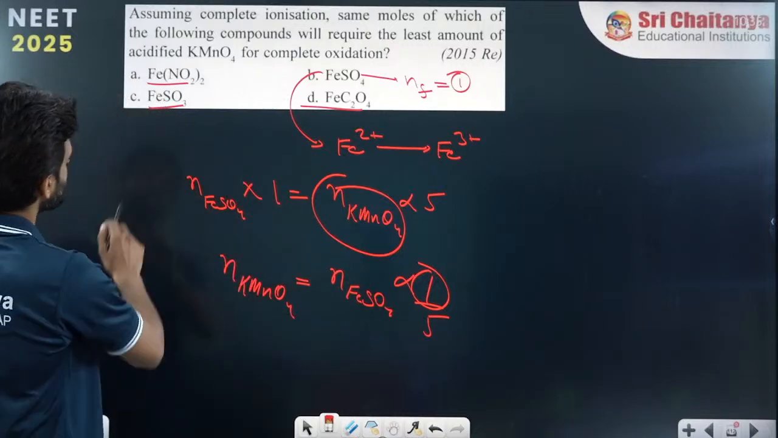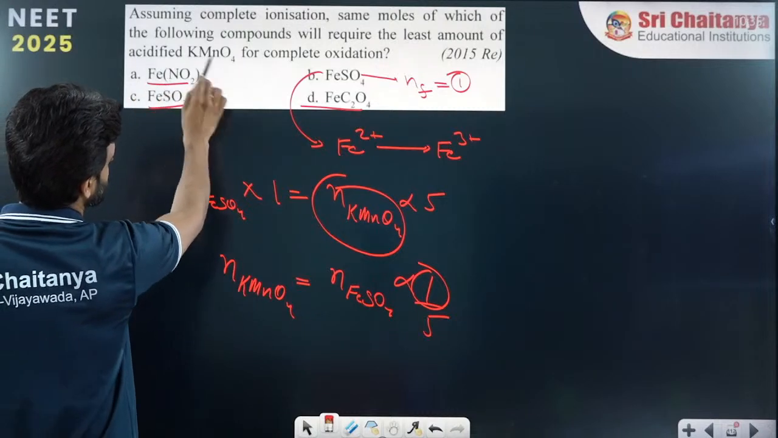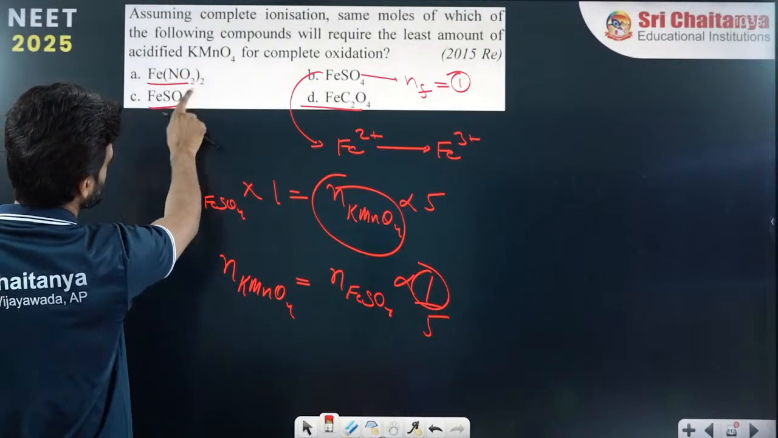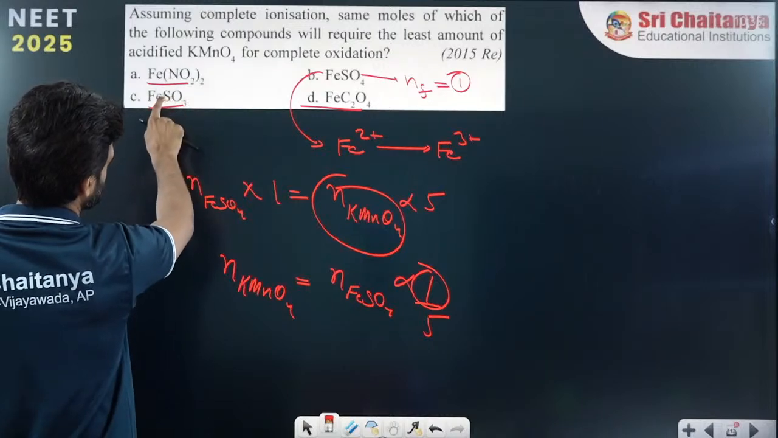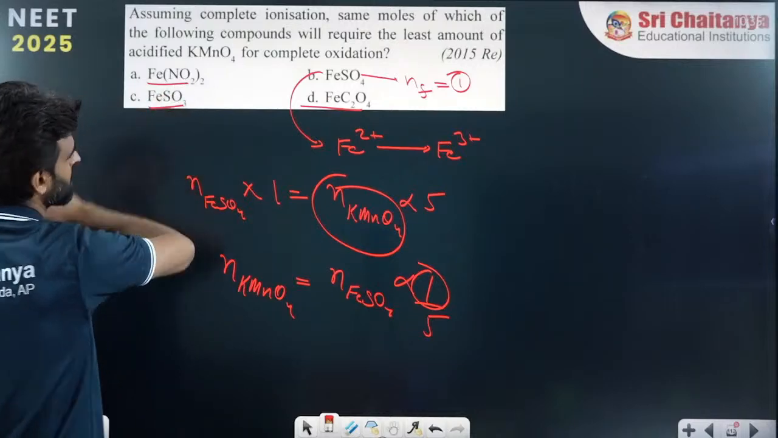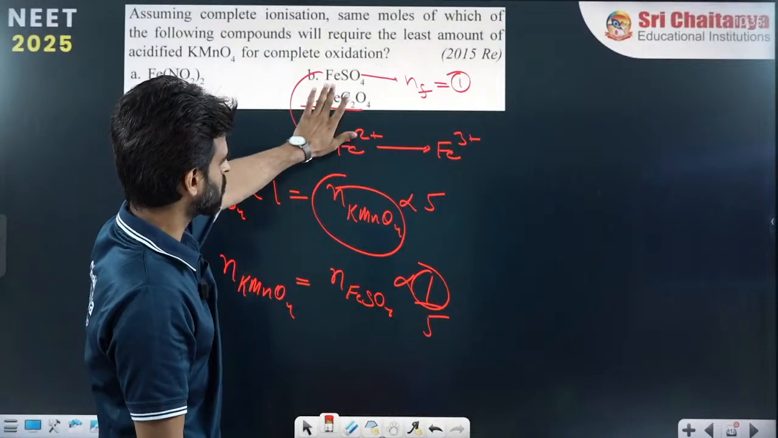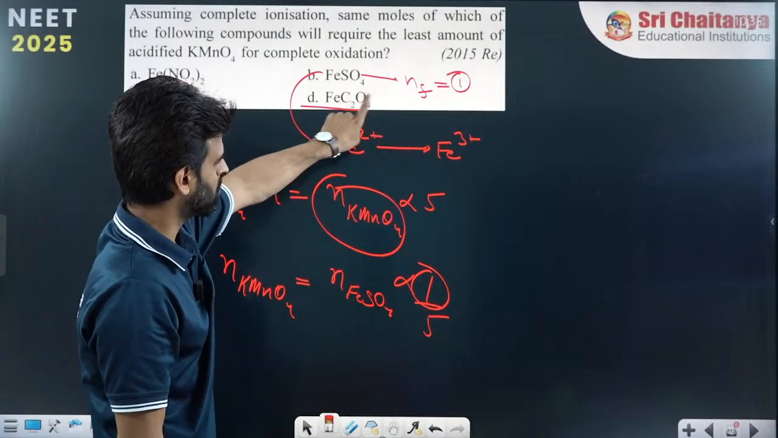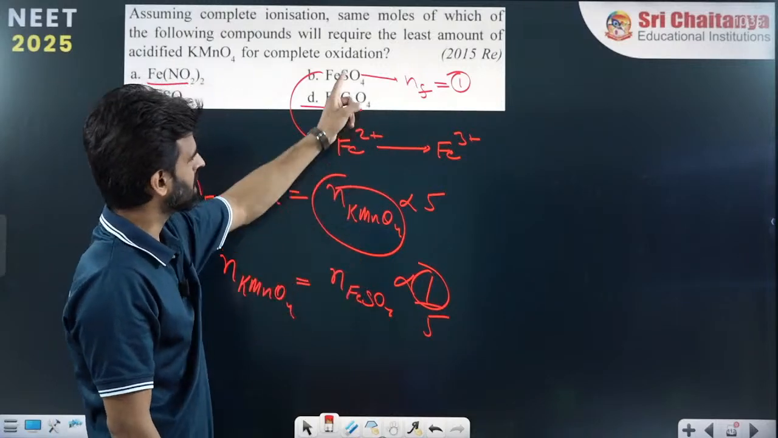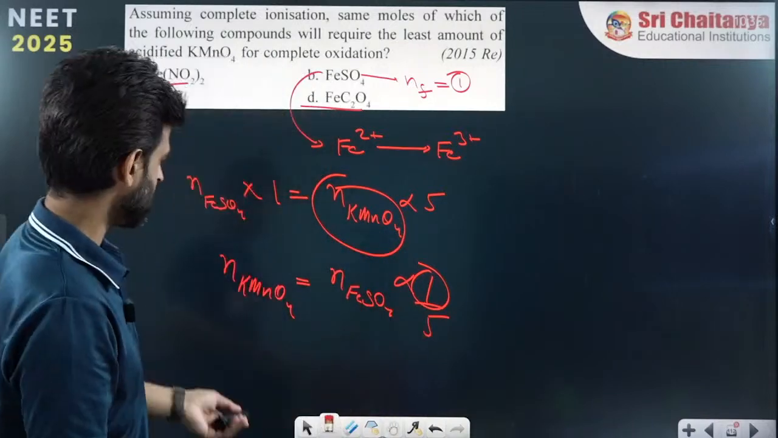Whereas if you go here, Fe can also oxidize +2 to +3. Nitrogen can oxidize +3 to +5. So its n factor is how much? 5. Sulfur +4 to +6, so again n factor 3. Fe oxidized +2 to +3, its n factor is 1. Carbon +3 to +4, n factor 3. Right? So the lower n factor thing will need minimum moles of KMnO4 to oxidize it. We have proved it from here also.